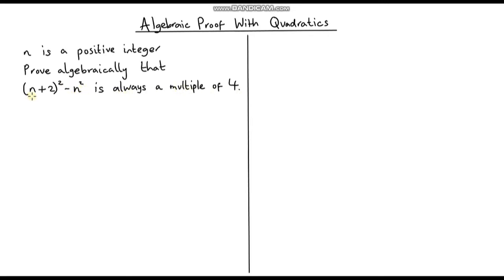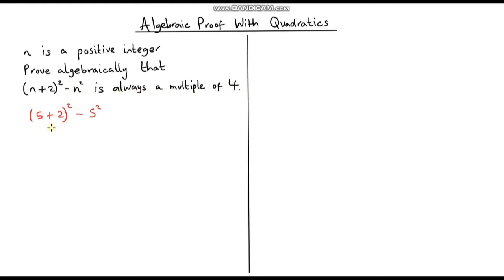4. Now before we prove this algebraically, let's just use an example with an integer. So let's pick the number 5. We could pick any positive integer, but I'll just choose the number 5 because it's nice and small. So wherever we see an n, we put a 5. So this is going to be 5 plus 2, all of that squared, minus 5 squared. And apparently, this is always going to be a multiple of 4.